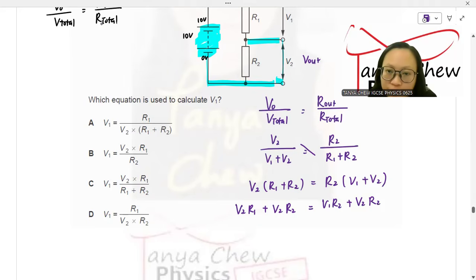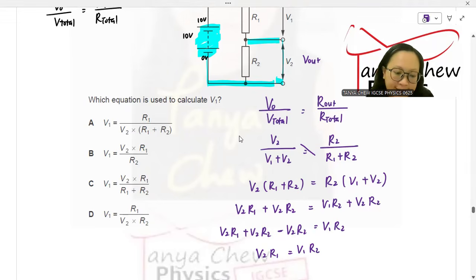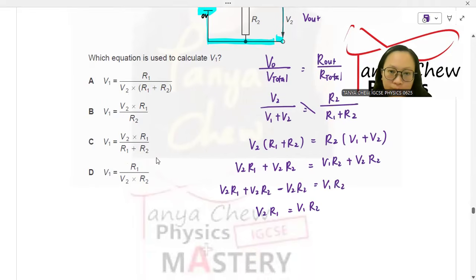Make V1R2 the subject. Shift the V2R2: V1R2 is equal to V2R1 plus V2R2, and I shift this positive V2R2, it becomes negative V2R2. Here, the whole thing is equal to 0. So V2R1 is equal to V1R2. Make V1 the subject. V1 is equal to V2R1 divided by R2. So the answer is B.